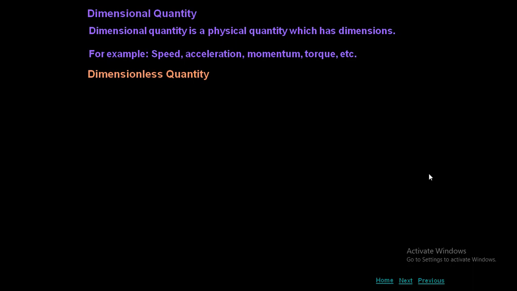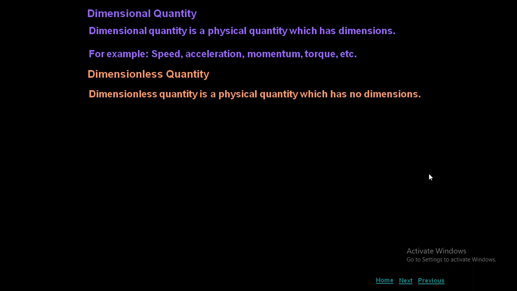Dimensionless quantity. There are certain physical quantities which don't have dimension. Remember, a quantity which has no unit will not have dimension. A dimensionless quantity is a physical quantity which has no dimension. For example, relative density. Now, what do you mean by relative density? Density of a substance to the density of water. So, it is a ratio of two similar physical quantities. So, no unit, no dimension. Refractive index, strain, etc. These are the quantities which do not have dimension. I repeat, no unit means no dimension.